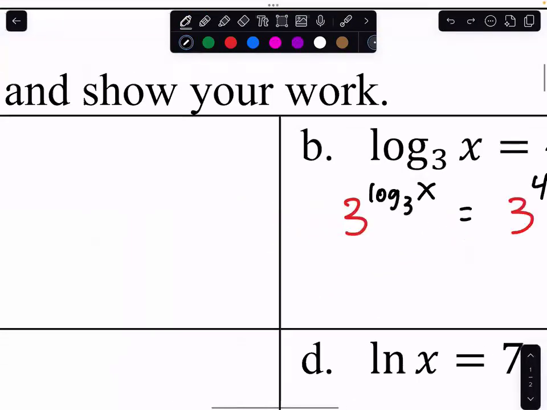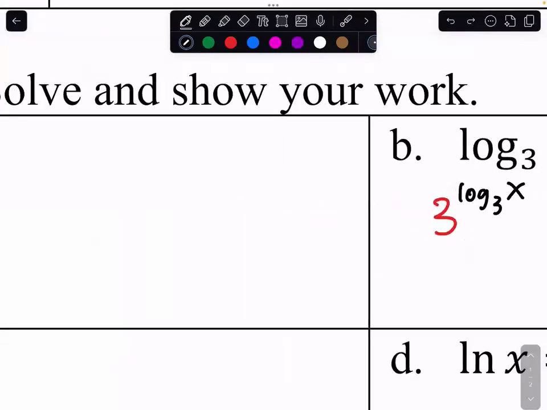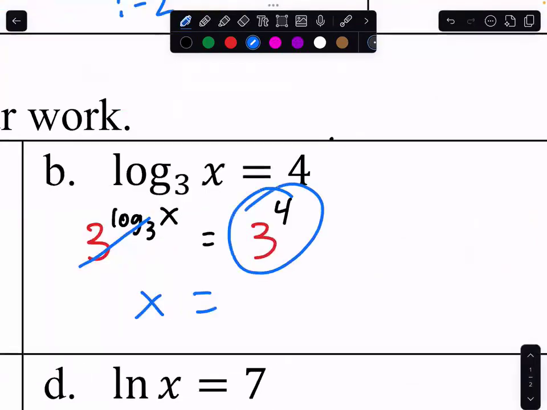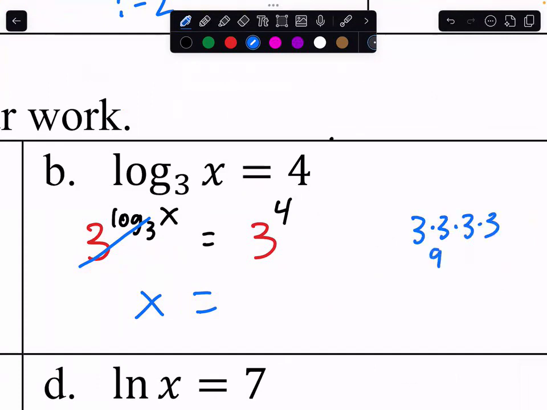Okay, so again, you treat the two sides separately. 3 to the power of log base 3, this part cancels out, leaving just the x behind. And then over here, we just simplify. 3 to the fourth power. 9 times 9 is 81.